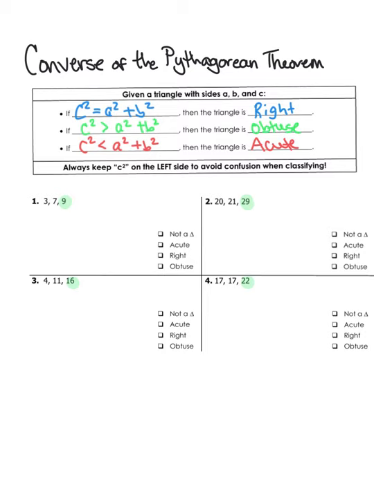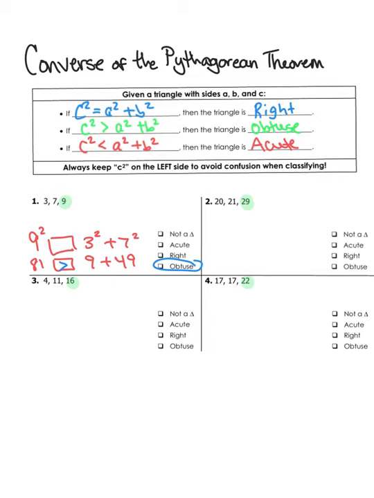Okay, so I want to know what happens with 9 squared in relation to 3 squared plus 7 squared. Well, 9 squared is 81, and I want to know if that is larger, smaller, or equal to 9 plus 49. Well, 49 plus 9 is 58. So 58 is less than 81, so 81 is greater than 58, so that makes this an obtuse triangle.